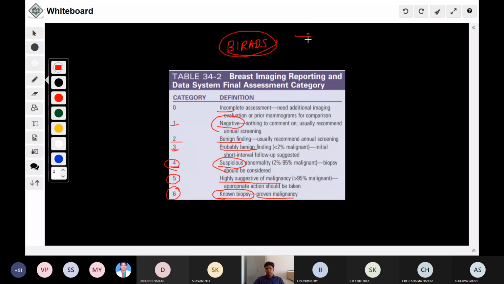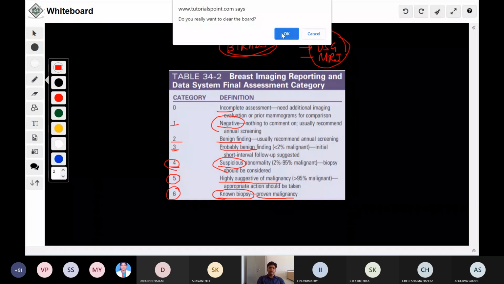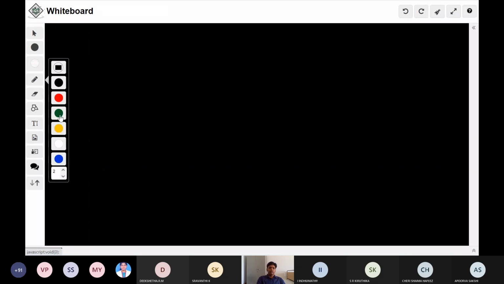This BI-RADS is applicable for mammogram, then ultrasound, then MRI. Okay, for all the imaging methods you can use this BI-RADS grading. So this grading is very essential. And the next one is what is the role of ultrasound? Already we discussed mammogram, and the next one is ultrasound. So how does ultrasound help? I already told the age group. In a younger patient, less than 40 years, it is always better to go for ultrasound.